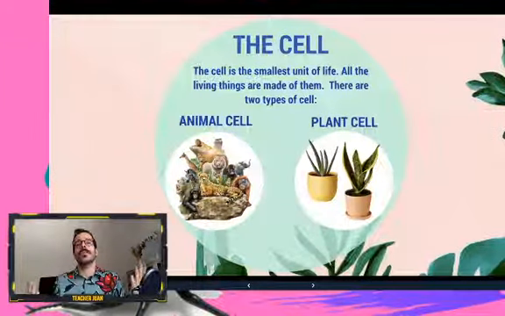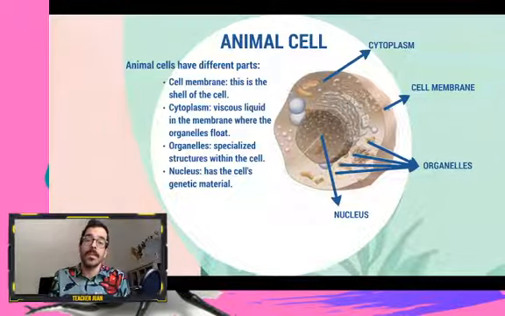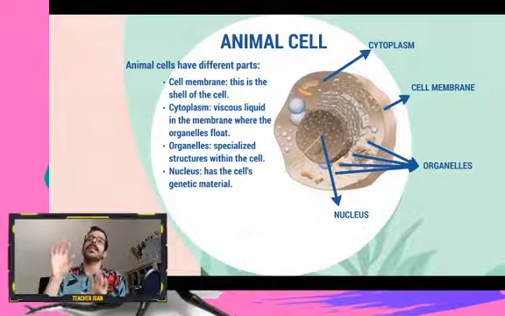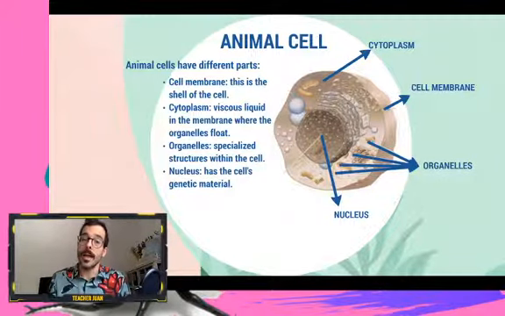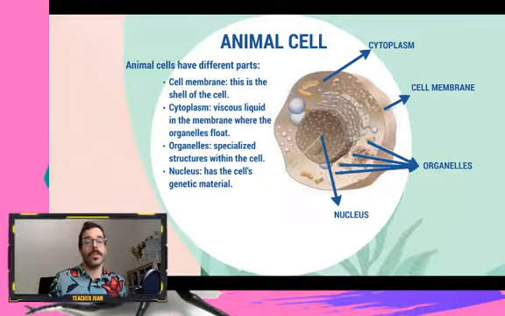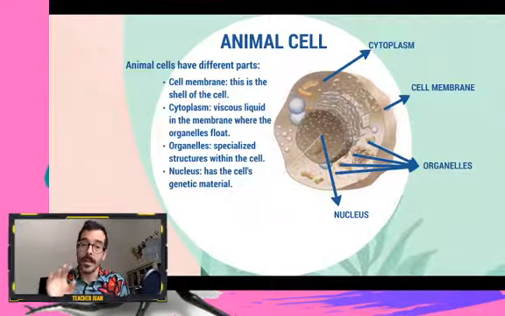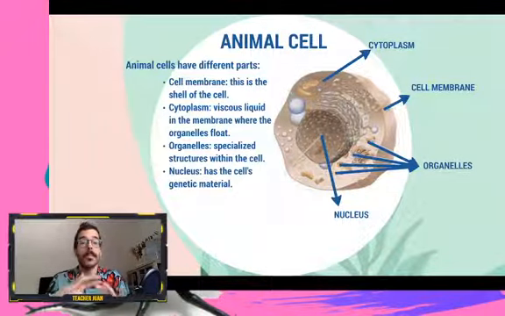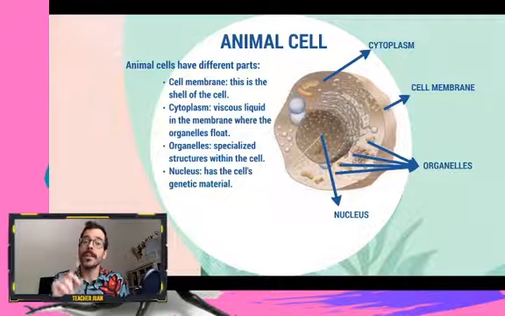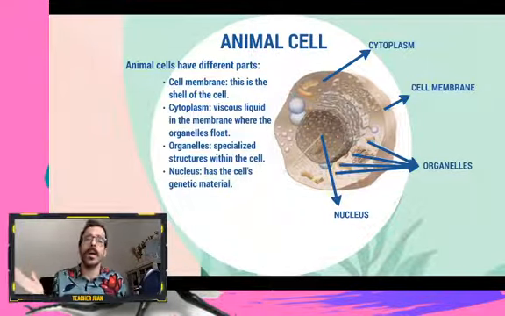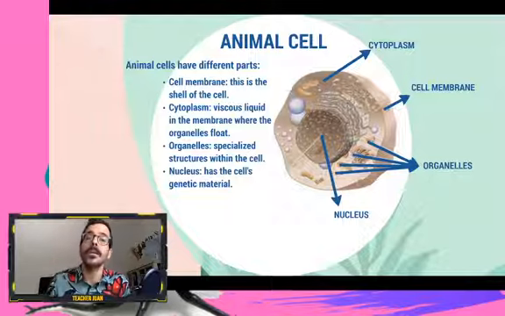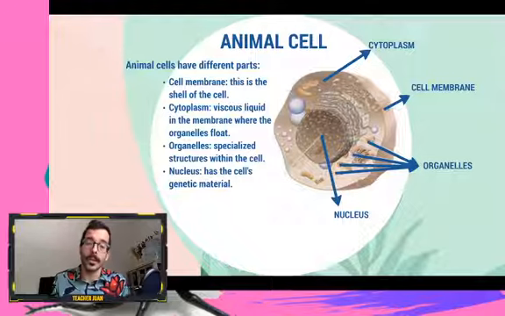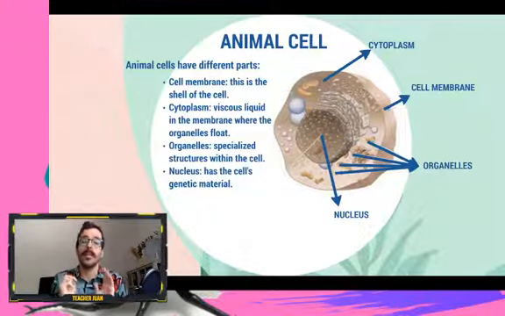So the animal cell is going to be the cells that form part of the animals, okay? All the animals are formed by this type of cell. And they have different parts. The cell membrane, this is the shell of the cell, okay? Cytoplasm, there is a viscous liquid in the membrane where the organelles float. And you may say, what are the organelles? Now, organelles, specialized structures within the cell, okay? And nucleus, that has the cell's genetic material, okay?